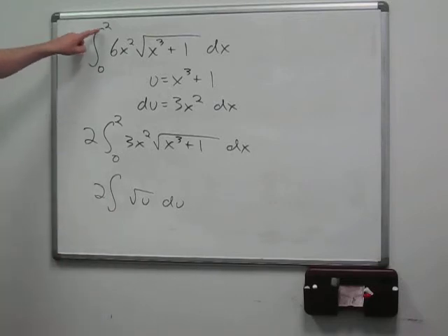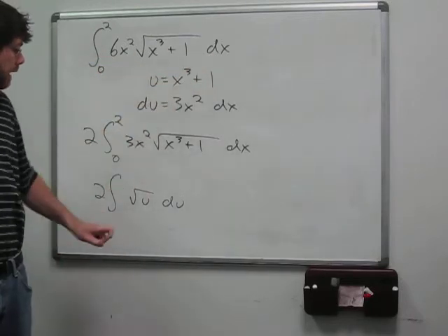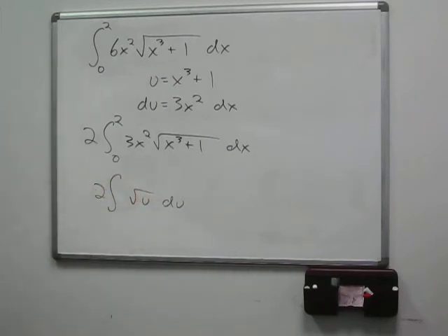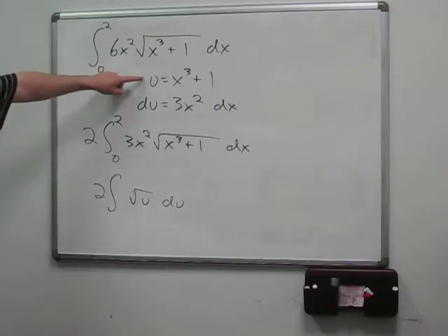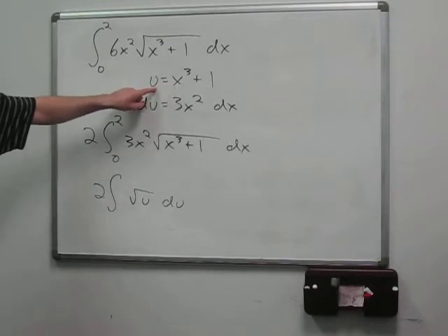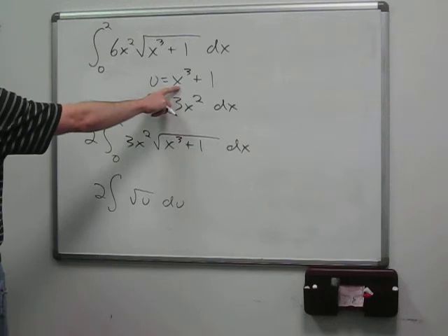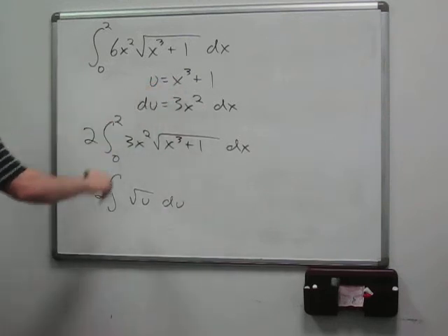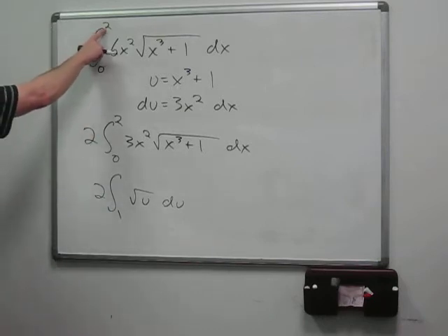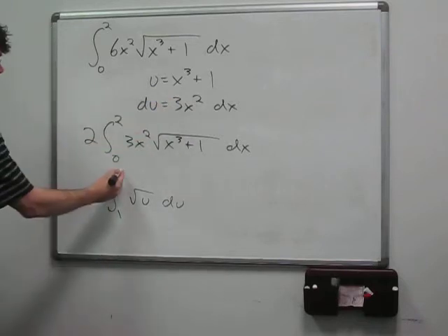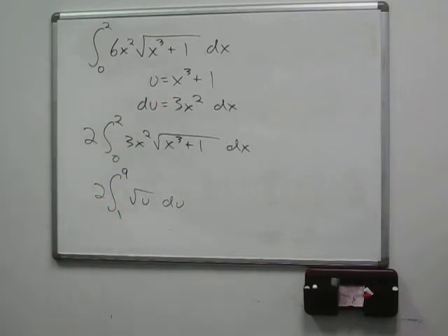These limits of integration are in terms of x. I would like to rewrite those limits in terms of u for this integral. Well, this statement here, u equal to x cubed plus 1, gives us the relationship between x and u. So if I take 0 and put it in for x, then u will be 0 cubed plus 1, which is 1. And if I take 2 and put it in for x, then u will be 2 cubed plus 1, which is equal to 9.